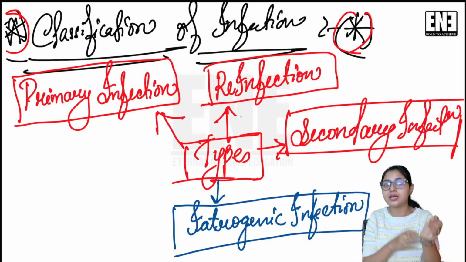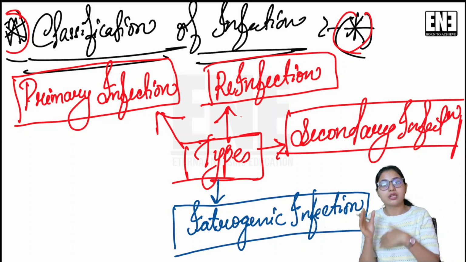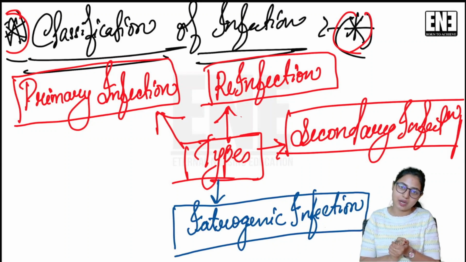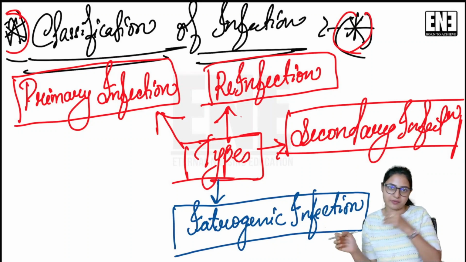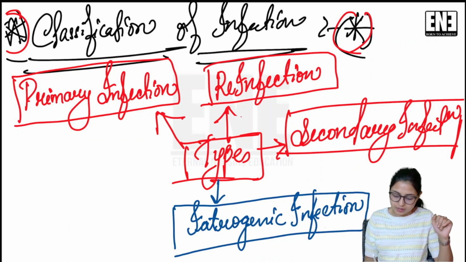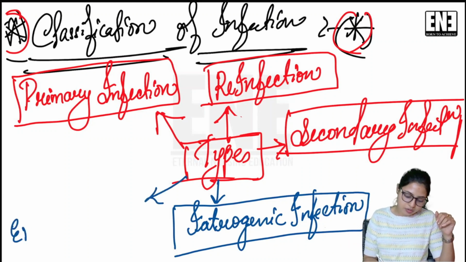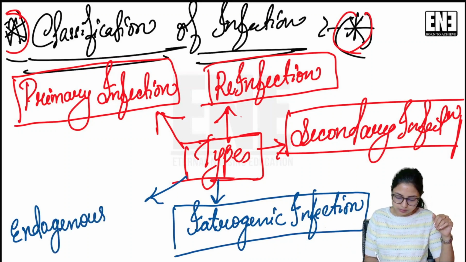आपको कब होता है, जब आप कोई diagnostic procedure या फिर कोई therapeutic procedure से गुज़र रहे हैं, during that time अगर आपको होता है, that is called an iatrogenic infection. ठीक है, clear till that? फिर next क्या आता है आपका, next आता है आपका endogenous infection. ठीक है, next comes your endogenous infection.